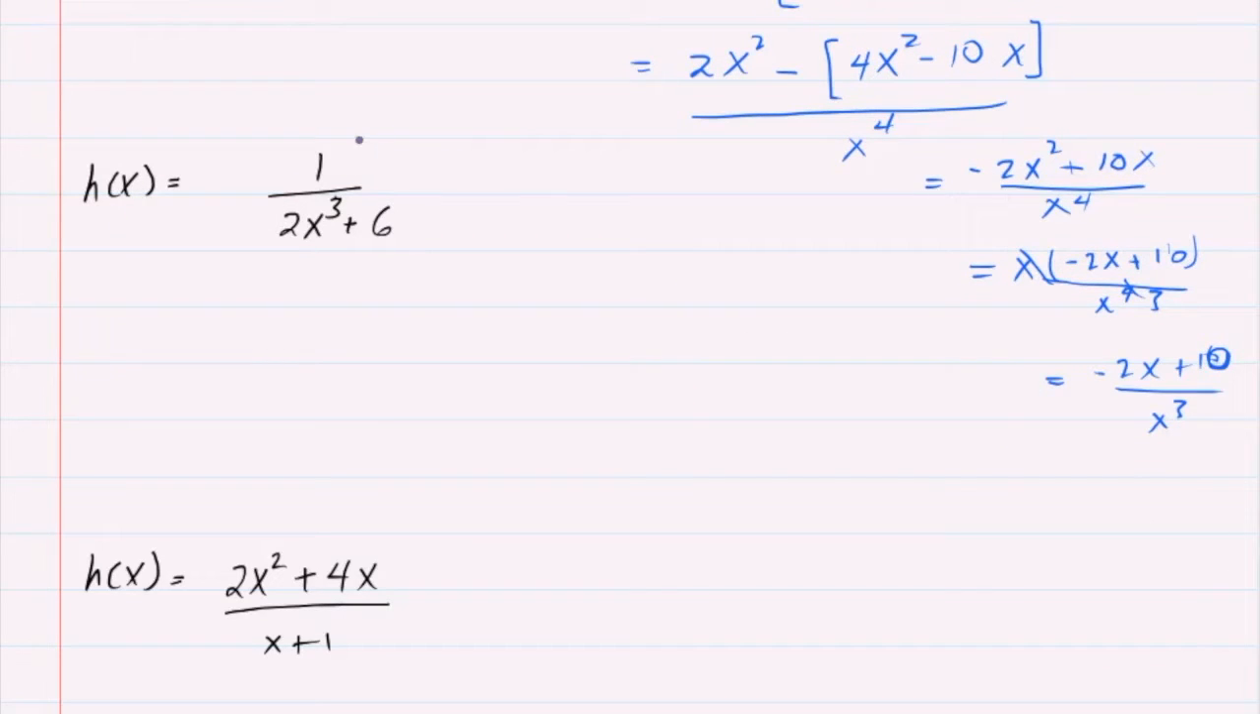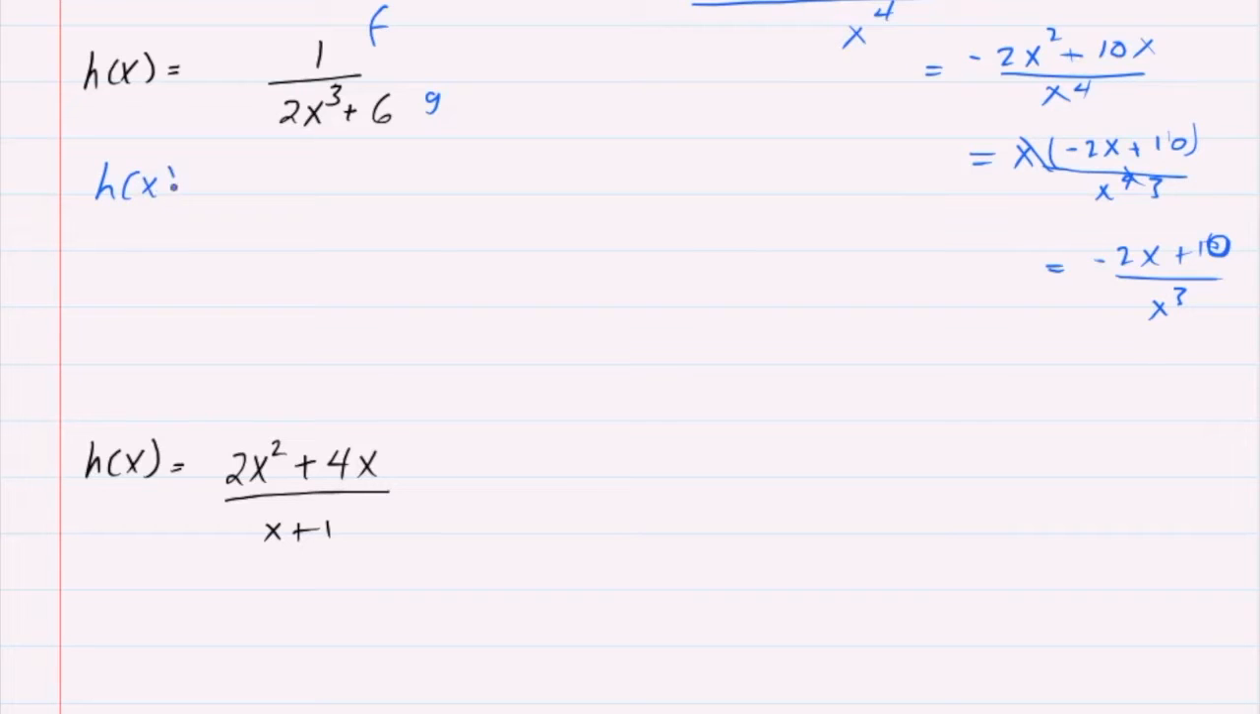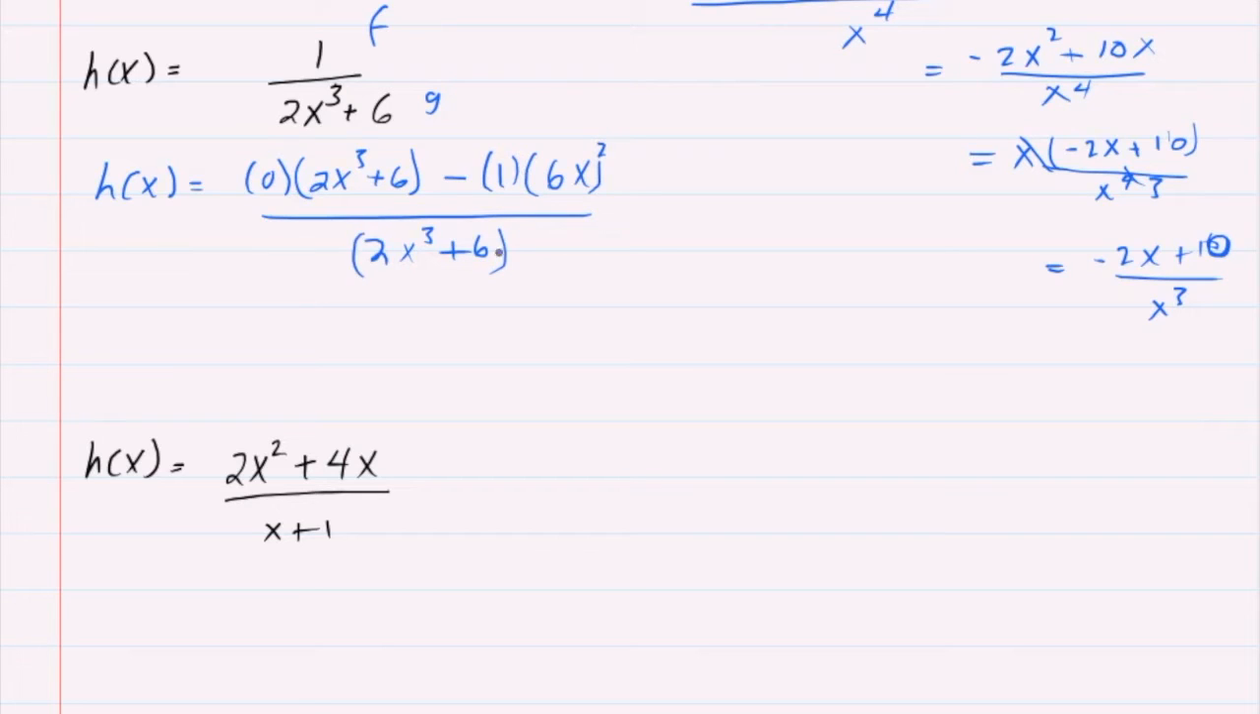This function h of x is equal to 1, which is f, over 2x cubed plus 6, which is our g. Let's derive. So h prime of x is equal to, we said f prime, so that's going to be a 0 because it's a constant. So 0 times g the way it is, so 2x cubed plus 6, minus f the way it is times the derivative of g, which is going to be 6x squared, and that's it. And all of that is over 2x cubed plus 6 to the power of 2.